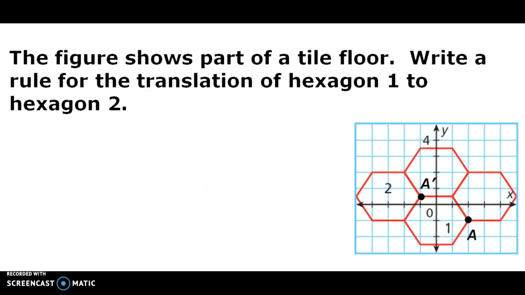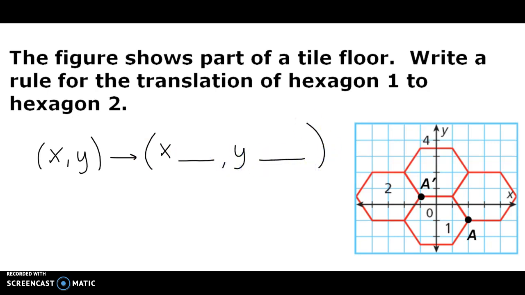All right, go ahead and read the directions on this one, and I want you to come up with the rule yourself. So use your little cheat sheet. You have to write it in the correct form. Tell me how I would translate hexagon 1 to hexagon 2. Okay, go ahead and do that on your own. So you always start out with x, y. That represents all of the points. And then you need to tell me what I need to do to those points. So you're coming up with the A and the B values for this.